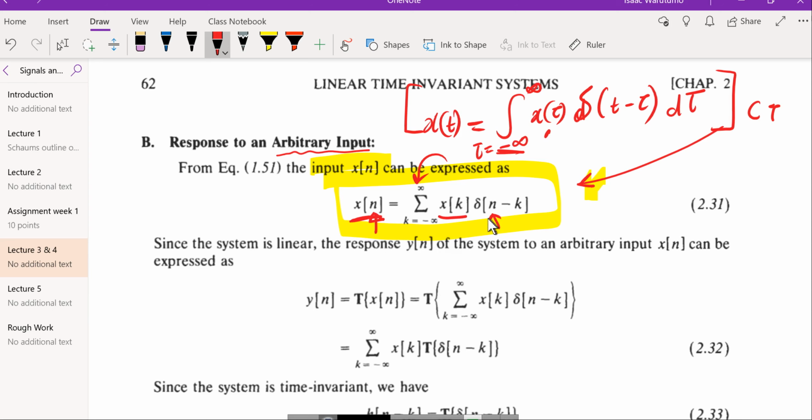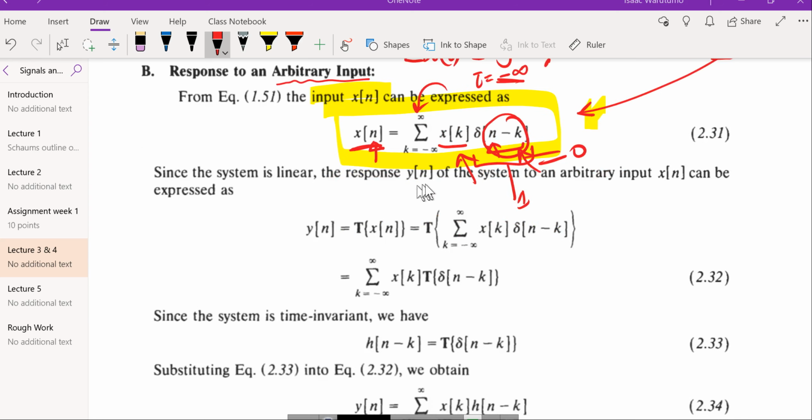And if you remember what we said, when the term inside this bracket is equal to 0, that is when the term x of k can be obtained, because this term gives us a 1 when the term inside the bracket is equal to 0. Therefore, that is when you are going to have the term x of k. So since the system is linear, the response of the system to an arbitrary input can therefore be expressed. What we have done here is just to express the arbitrary input x of n as a convolution sum.